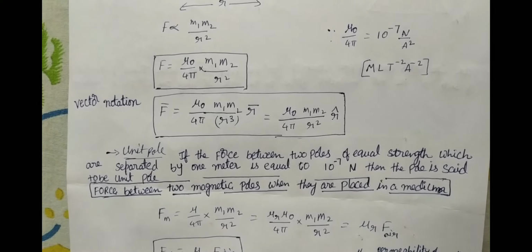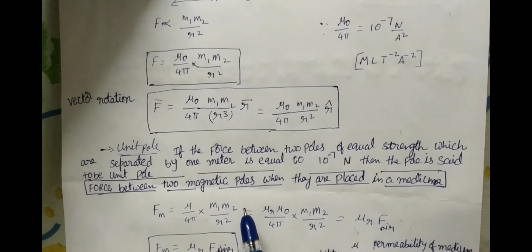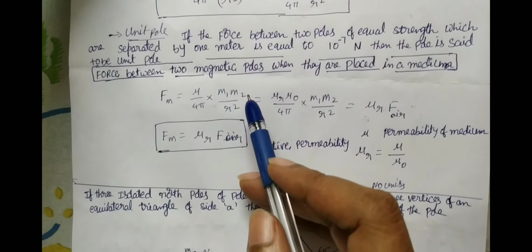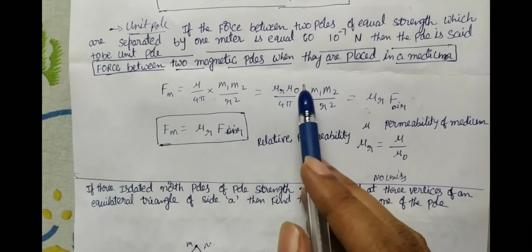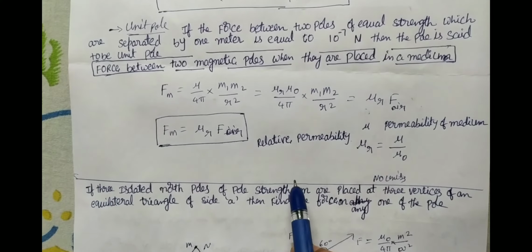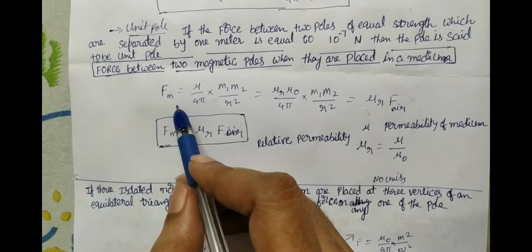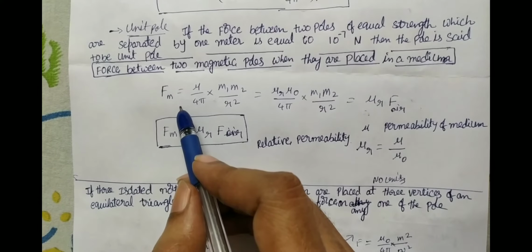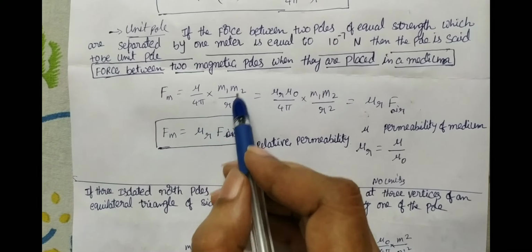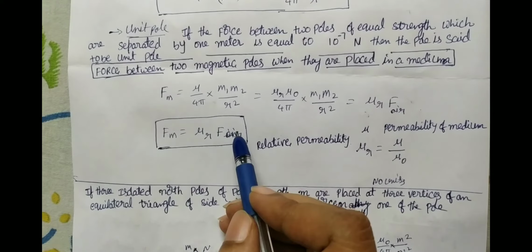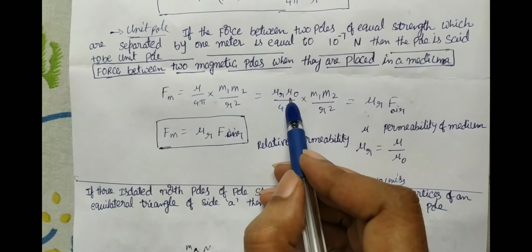Now we'll see the force between two magnetic poles when they are placed in a medium. The force between magnetic poles when they are placed in a medium. Medium means what factor changes here? That is the mu factor, that is, permeability changes. Here F medium is equal to mu by 4 pi M1 M2 by R square. Mu is the permeability of the medium and mu naught is the permeability of free space.